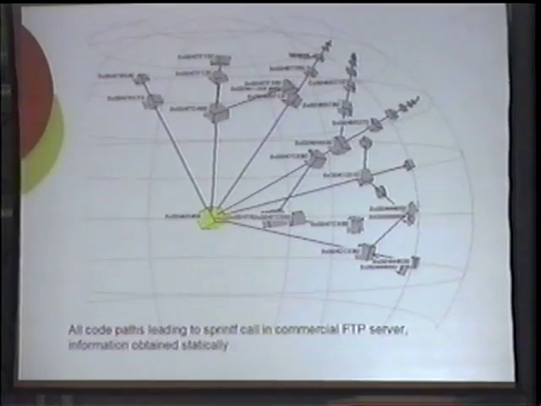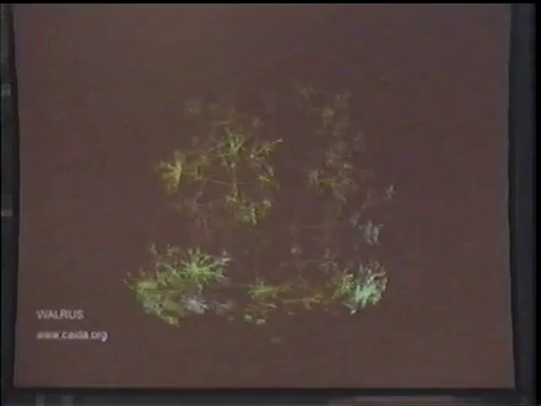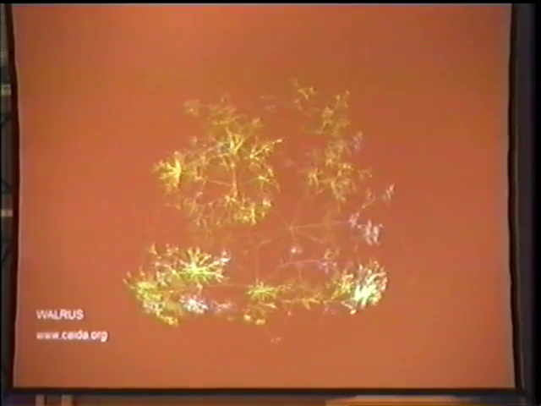This is actually all the locations in an FTP server that I have leading up to a possibly vulnerable sprintf location. You can grab this globe, it's rendered in OpenGL, and turn it. It's really cool. But the thing is, what happens if you have something that's a little bit more complex than this? Don't make the mistake of thinking hyperbolic graphing is going to solve every possible control flow in an application. It looks pretty, my friends, but it's completely useless. Oops, sorry. You can download this tool, it's called Walrus, off of the address listed there.